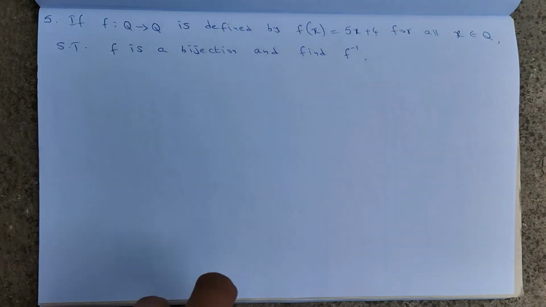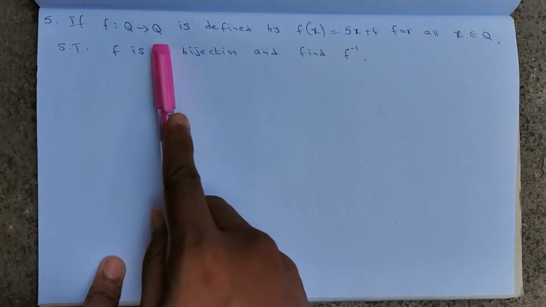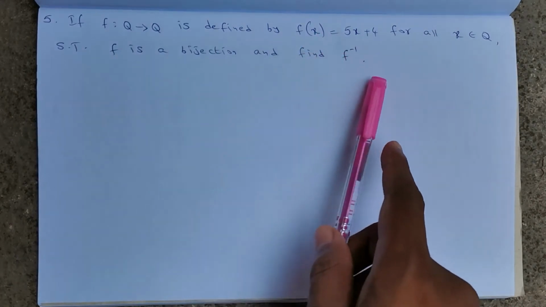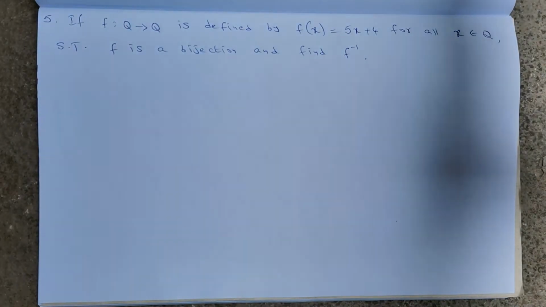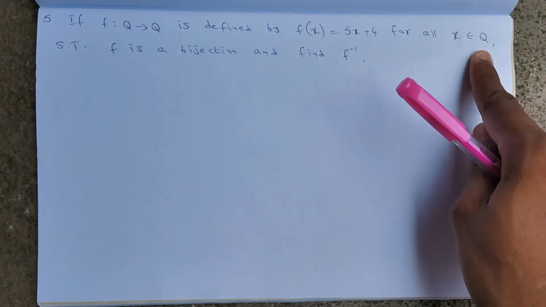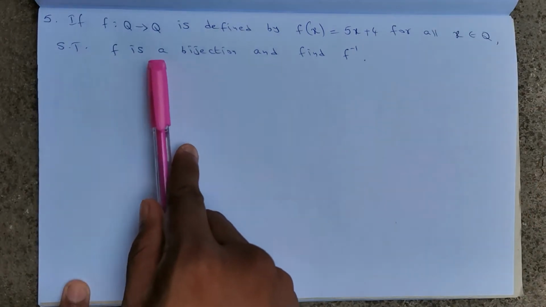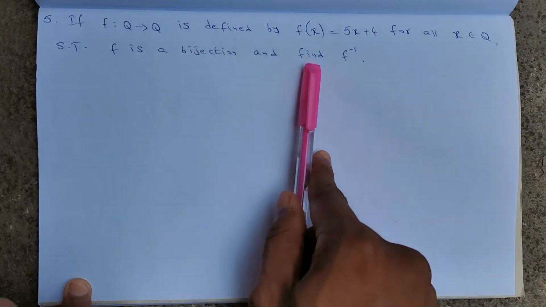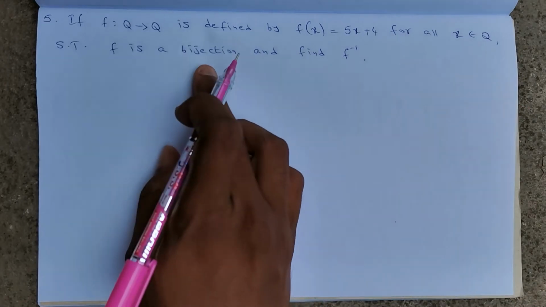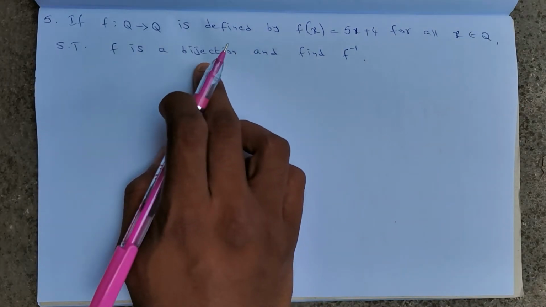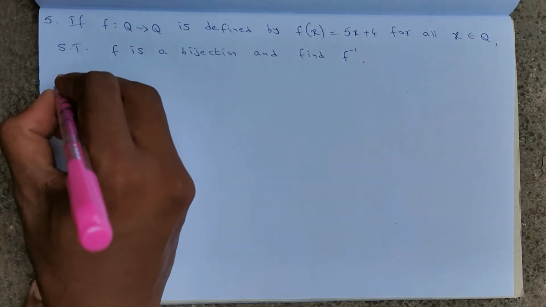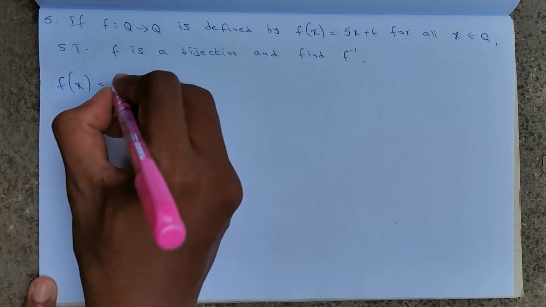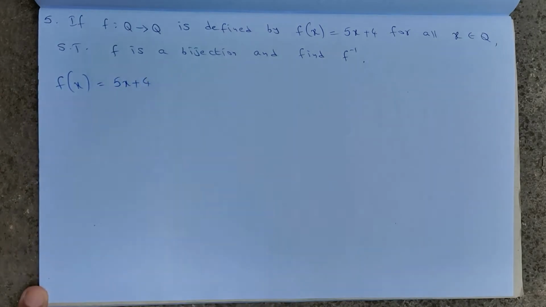Okay, let's check the next question. If f is a function from Q to Q defined by f of x is equal to 5x plus 4 for all x belongs to Q, Q is nothing but rational numbers, then show that f is a bijection and find f inverse. So to show that f is a bijection, first we need to show that f is a one-one function as well as an onto function. So f of x is equal to 5x plus 4. First I am going to show it is a one-one function.